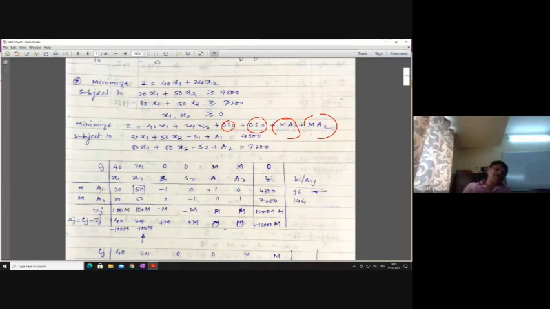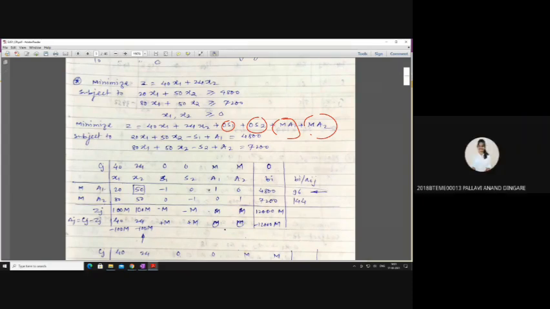Now find out delta Z, which is equal to Cj minus Zj. So Cj is 40; 40 minus 100 M will be Cj minus Zj in the first case. In the second case, it will be 24 minus 100 M. In the third case, 0 minus (-M) will be plus M, and so on. Is it okay? Is the first table understood? Yes, sir.